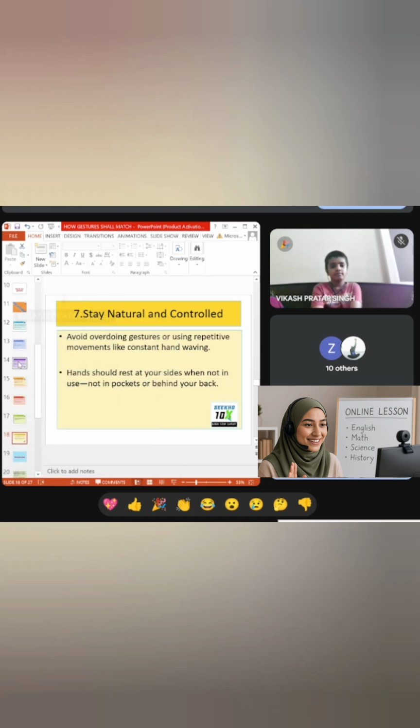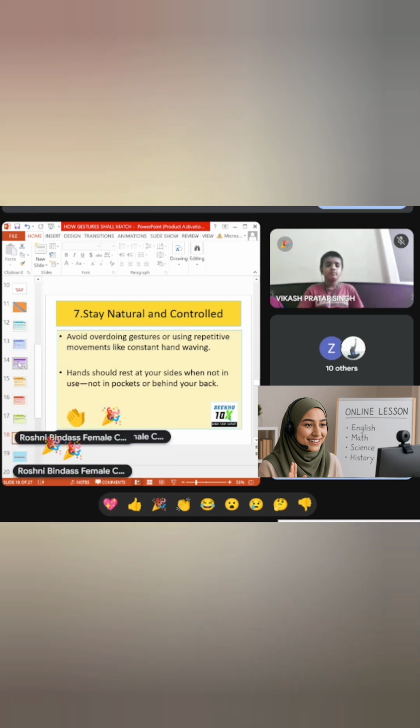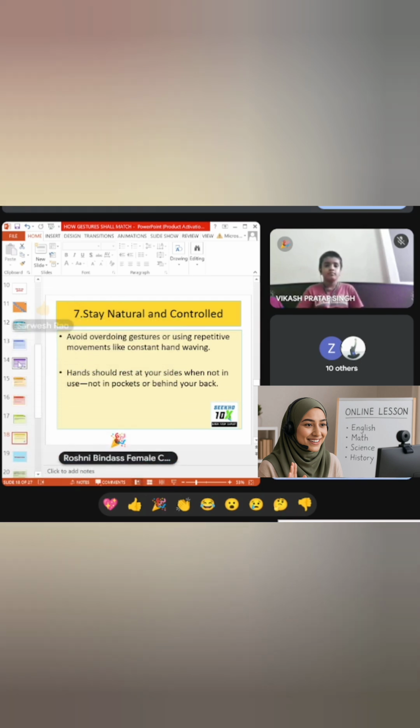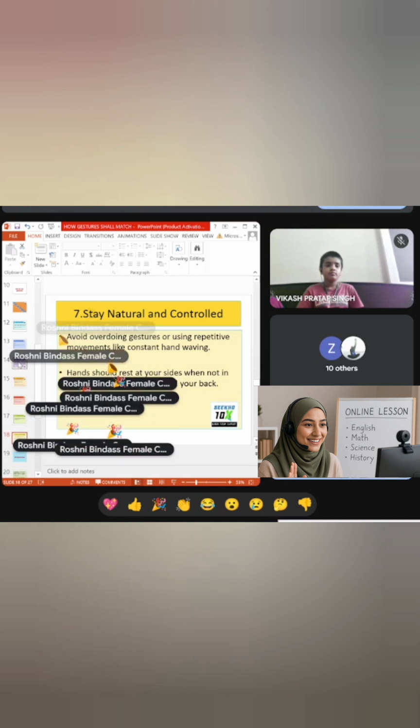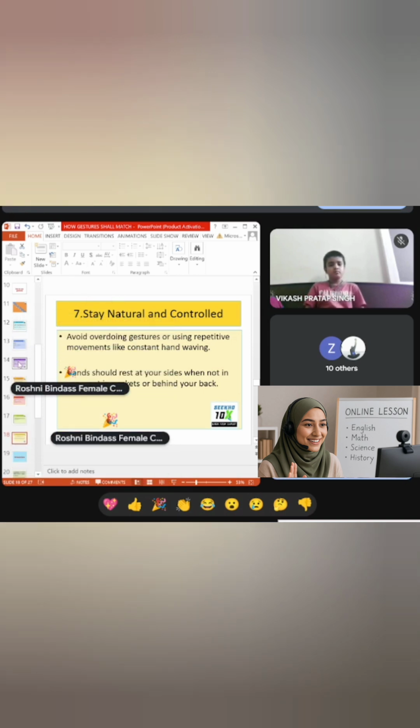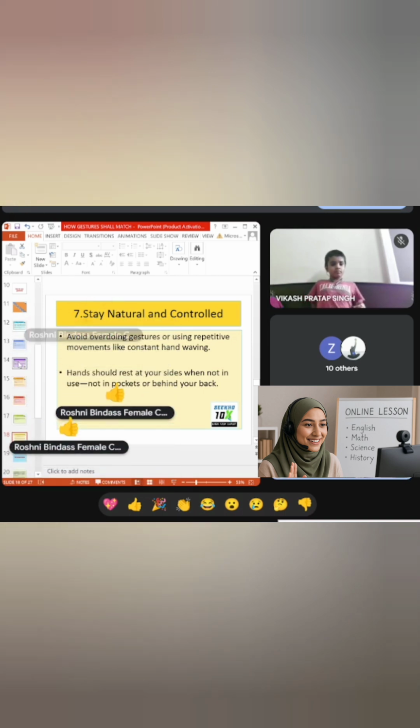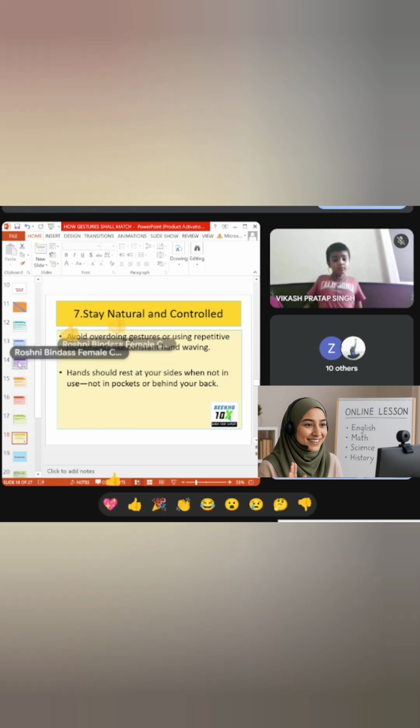You know, sometimes what happens, some students do like this. Number 1 was this, number 2 was this, similar to some dancing movements. So you should avoid those uncontrolled movements, those rhythmic movements as if you are singing or dancing. That should not be there. Try to stay natural, and you cannot really show everything.